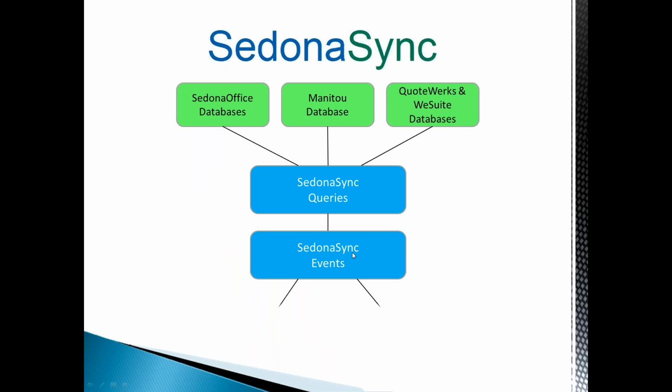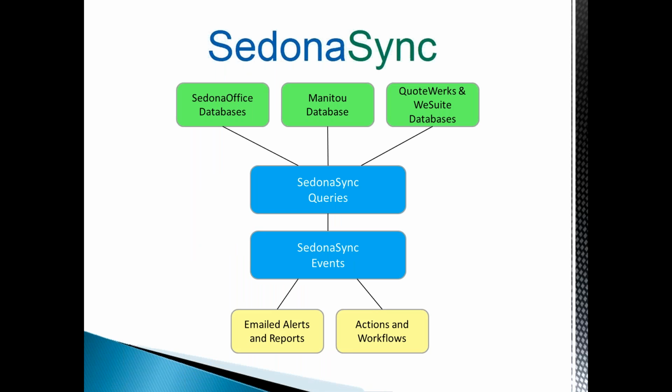So Sedona Sync is an activity monitoring system. What that means is that it actually goes and looks at your SedonaOffice database and can be even connected to other databases such as Manitou, Quoteworks, WeSuite, and such. And it looks for conditions that exist inside the system, like, for instance, a new service ticket's created or a new customer's created. When it finds this data, it goes ahead and processes what we call a Sedona Sync event. So that can be something like emailing an alert to somebody or sending off a report. We can even do actions which update things in the database and workflows where it requires you to acknowledge something and move forward. Okay.